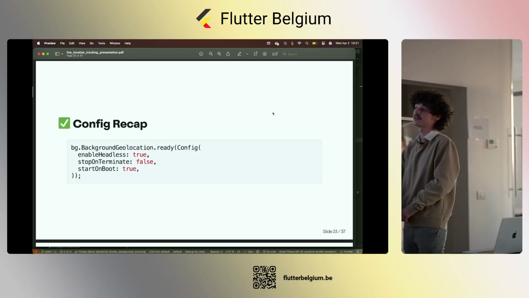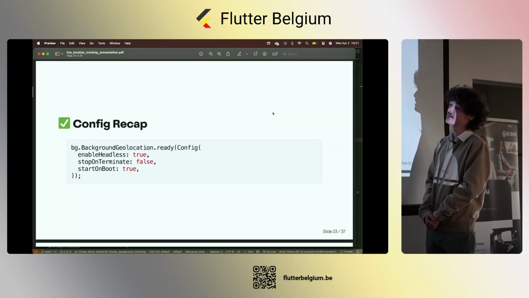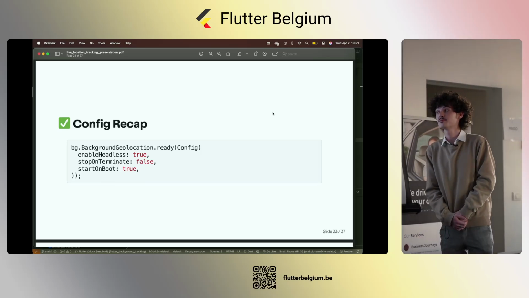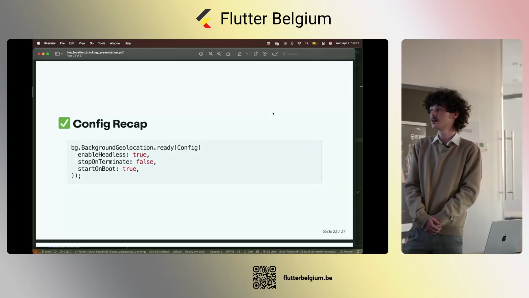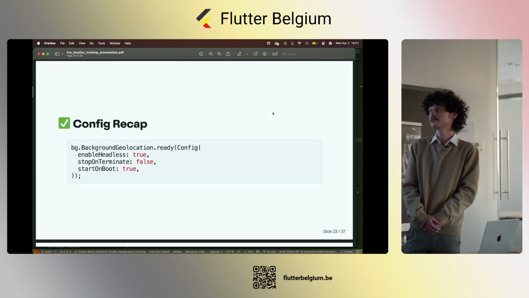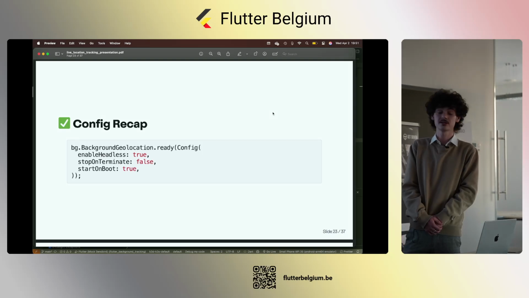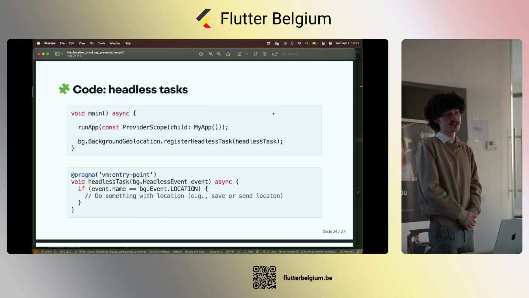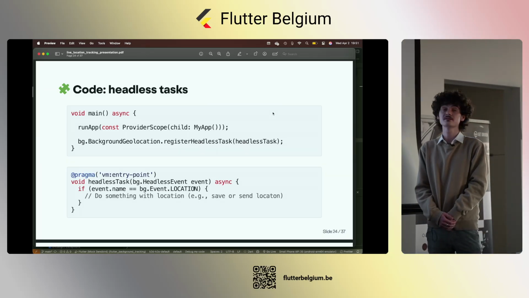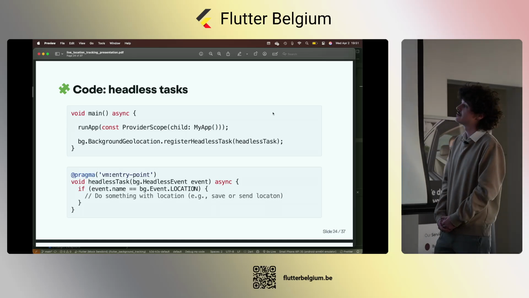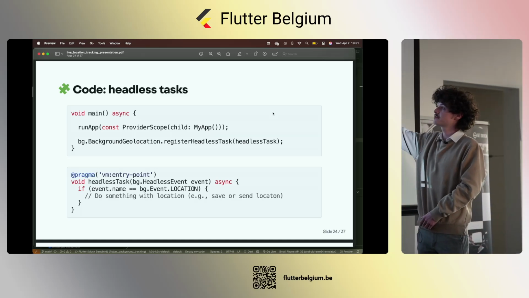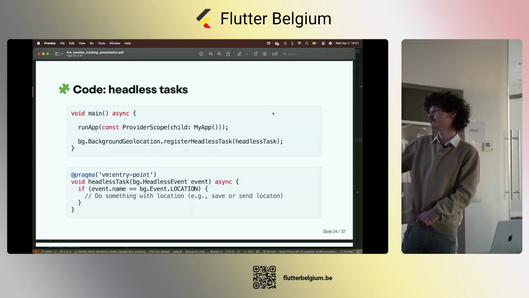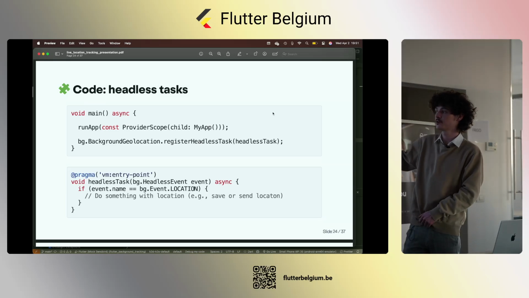To get back to the config, I said that was important. It still is. When you want to do headless tasks, you have to configure it. Headless needs to be true. Stop on terminate has to be false, of course. And the tracking needs to be started on boot. Then in your main, the code of the headless tasks can only be done in your main. You have to put your headless tasks after your runApp in the main. And before that, you have to configure your headless task.